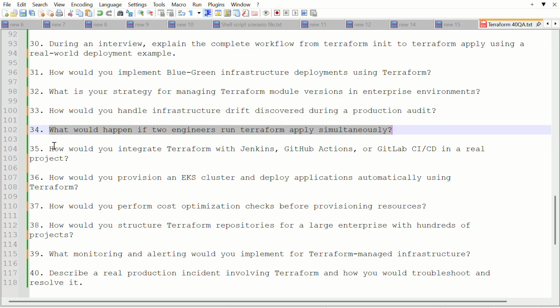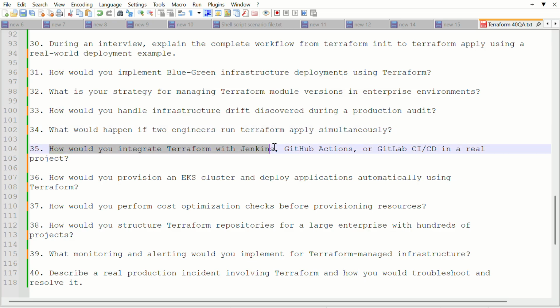Coming to the next one, how would you integrate Terraform with Jenkins or GitHub Actions or GitLab CI/CD in a real project? If you're working currently on any project with Terraform, how is your integration with Jenkins or GitHub Actions or GitLab? What is the integration part? How did you integrate it? What happens behind the scenes? If you are doing Terraform init and so on, how are you triggering the pipeline? Everything you need to understand.